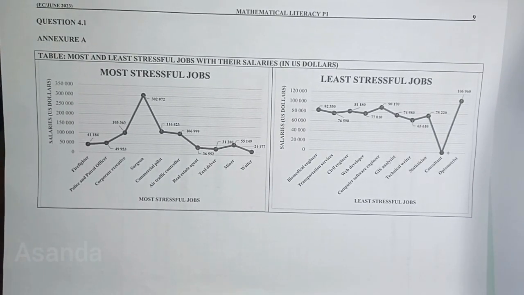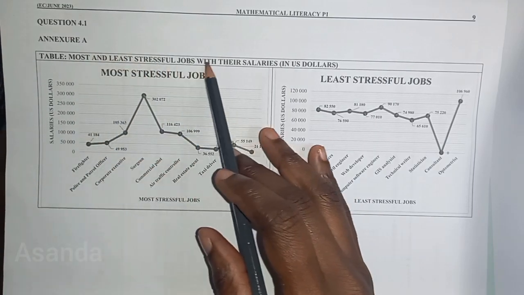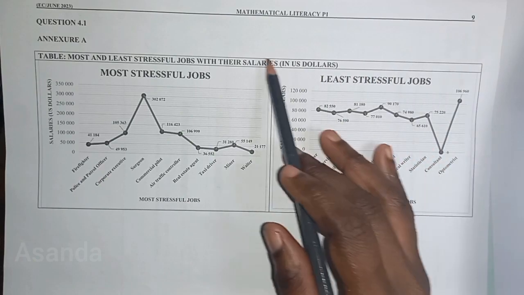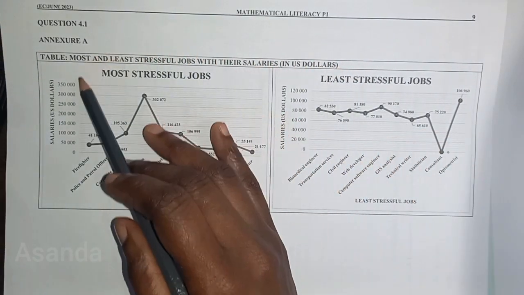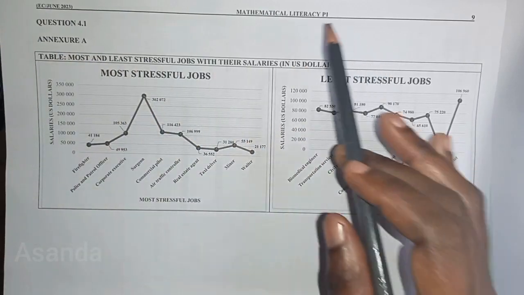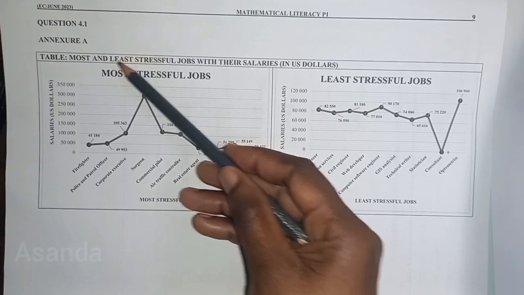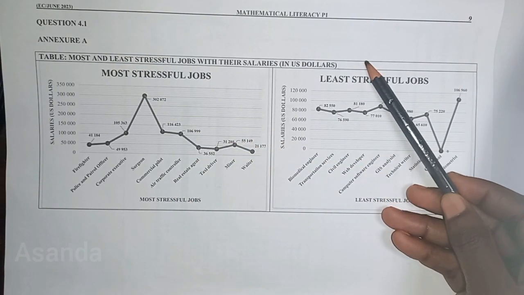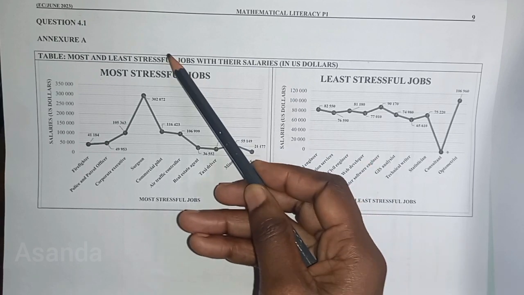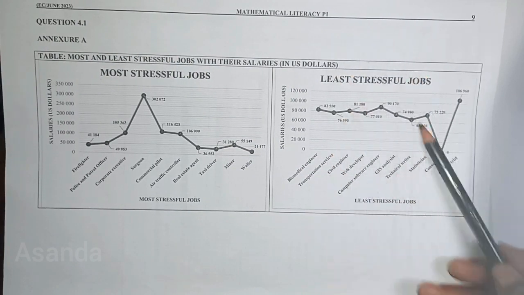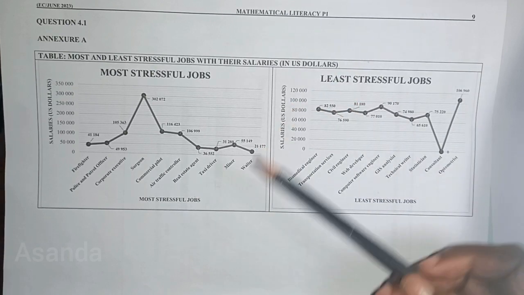Lovely. Okay, so let's study the graph first. So this here says most and least stressful jobs with their salaries. Remember I say in US dollars. Oh, this is in dollars. So remember I said that always check the table, so that when you keep reading, you understand what they're using. They use most stressful jobs and least stressful jobs, and they made a title just to give more details. The money here is in dollars, and that's all they did.